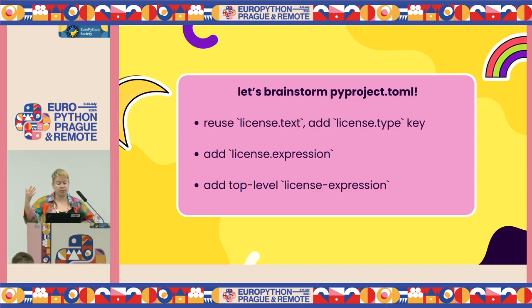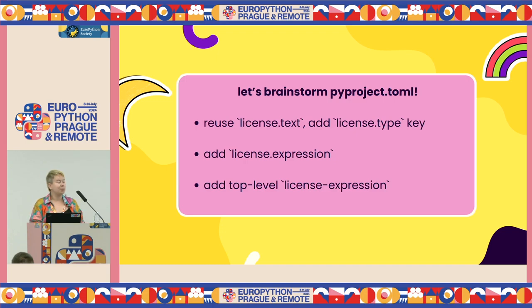One of them was to just reuse the value we've got. We already have license text, so let's just redefine it and say, okay, this is the SPDX expression. That's a problem, because the PyProject.toml specification is not versioned. So if you're writing a build backend, you would have to test the field whether it parses as a valid SPDX expression, and if not, then fall back to freeform processing. And it's horrible. We don't want to do bad things to the project authors, but we don't want to do bad things to build tool authors as well. Let's think about users.